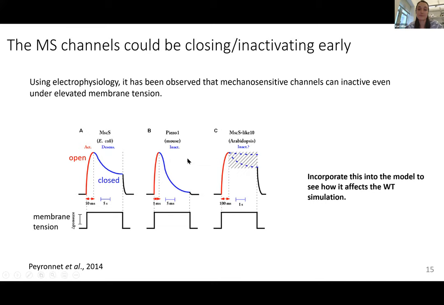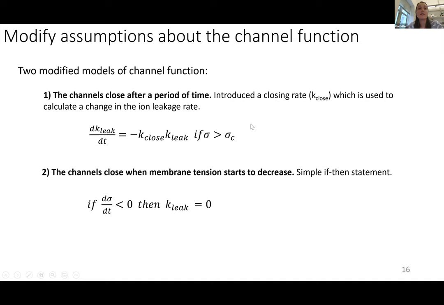So to incorporate these two possibilities into the model, the first one was closing after a period of time. We established a closing rate, so that's this K close value, which you basically use to calculate a change in the ion leakage rate. As long as the channel is open, this basically timer starts and the K leak value starts to decrease as time goes on, before eventually there is no osmotic regulation, no osmolytes being released.